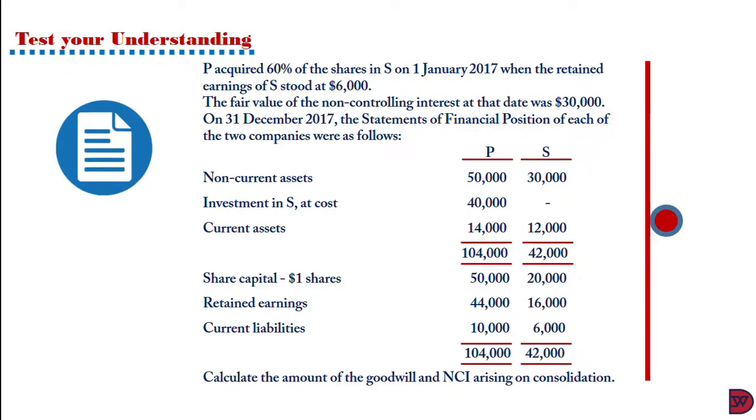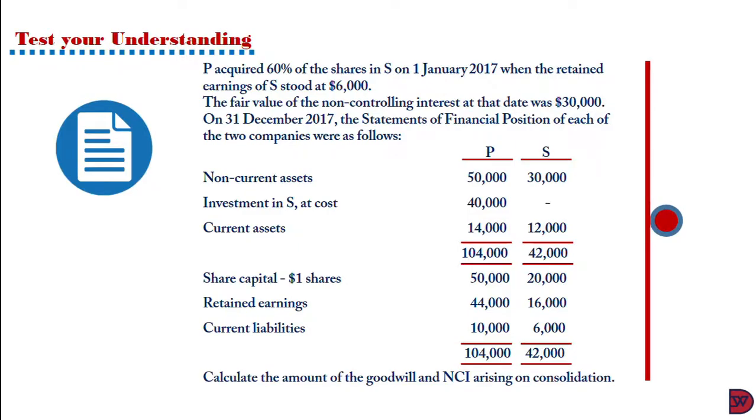Let's test our understanding again. So P acquired 60% of the shares of S on 1st January 2017, when the retained earnings of S stood at $6,000. The fair value of the non-controlling interest at the date was $30,000. On 31st December 2017, the statements of financial position of each of the two companies were as follows.